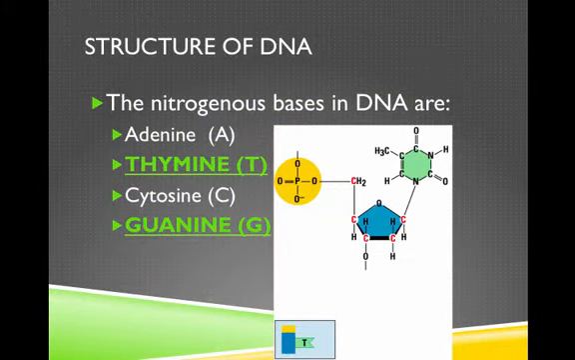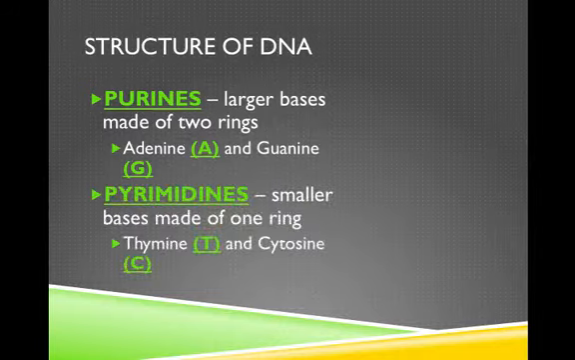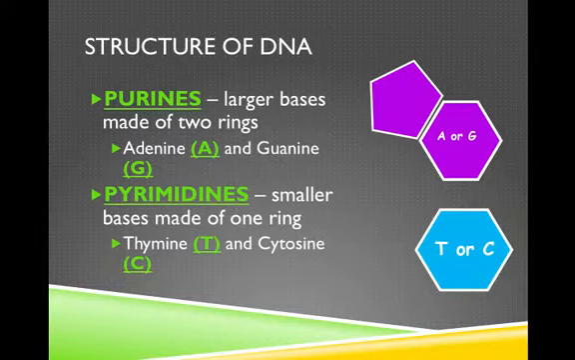The nitrogenous bases in DNA are adenine, A, thymine, T, cytosine, C, and guanine, G. It's important that you know which four bases are found in DNA. The purines are the larger bases, which are made up of two rings. These are going to be adenine and guanine. The pyrimidines are the smaller bases, which are made up of one ring, thymine and cytosine. So if we take a look, we have two rings in purple. This two-ring structure would be either adenine or guanine. The single ring structure that's in blue on the right-hand side would be either thymine or cytosine.